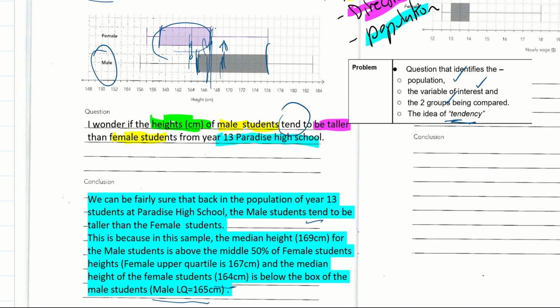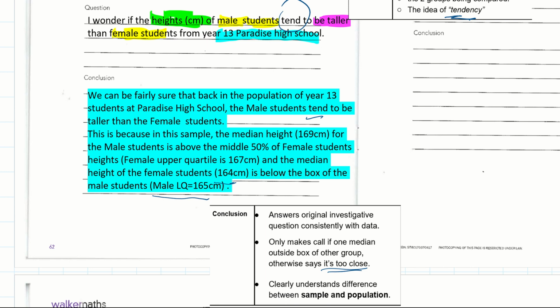So let's check our criteria. Yep, the original question has been answered, and I've made the call based on the medians being outside the box. And it shows an understanding of the difference between sample and population. What I've said is, I can be fairly sure about the population because in this sample, so I've talked about, from the sample, I can make decisions about what's happening in the wider population.